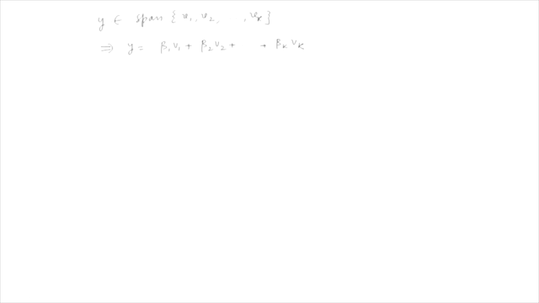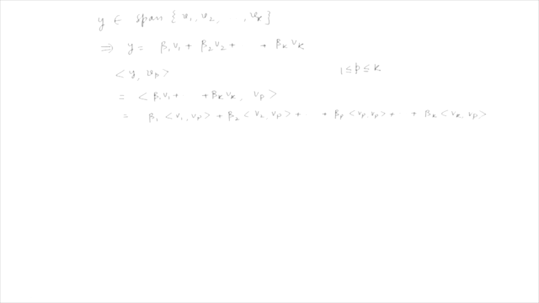Now, if you take the inner product of this y with, suppose, vp, where p is any value between 1 and k, it may be 1, may be 2, may be k, any p, then this is equal to the inner product of beta 1 v1 and so on up to beta k vk with vp. Applying the definition of inner product, this is beta 1 inner product of v1 with vp plus beta 2 inner product of v2 with vp, and so on, beta p inner product of vp with vp, plus and so on, beta k inner product of vk with vp.